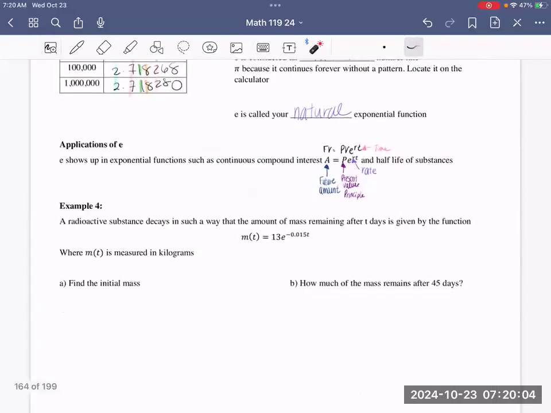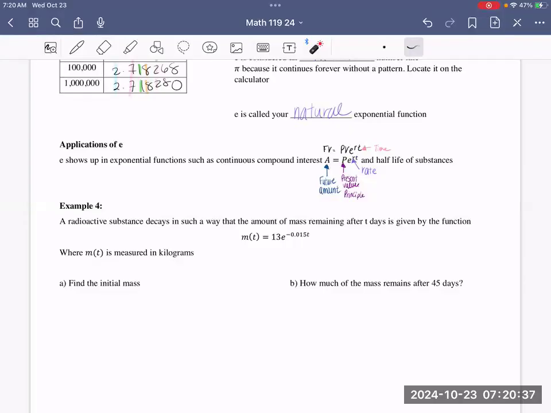So let's talk about example 4. It says a radioactive substance decays in such a way that the amount of mass remaining after T days is given by the function. So right now we give you the function. In the future, we'll talk about how to build some of these equations if we have time. It does tell us though that M of T is measured in kilograms. So it says find the initial mass.